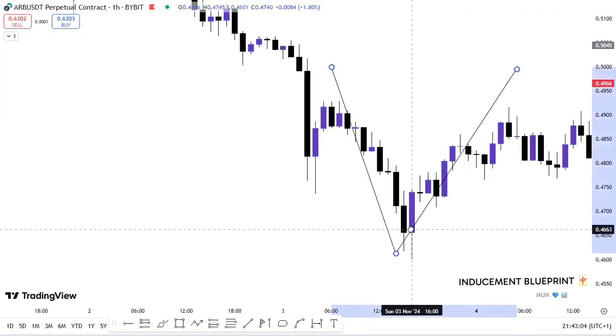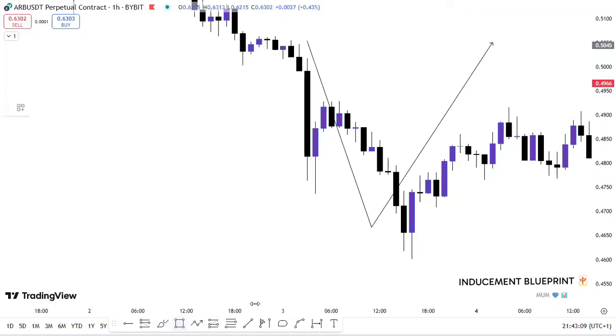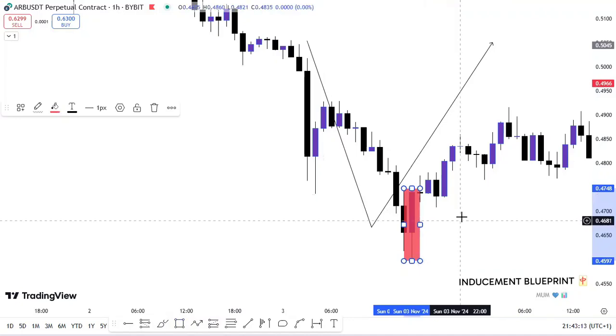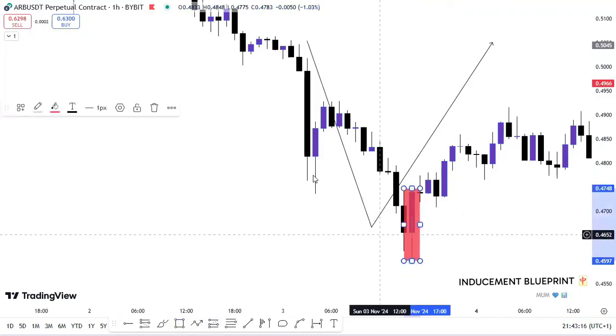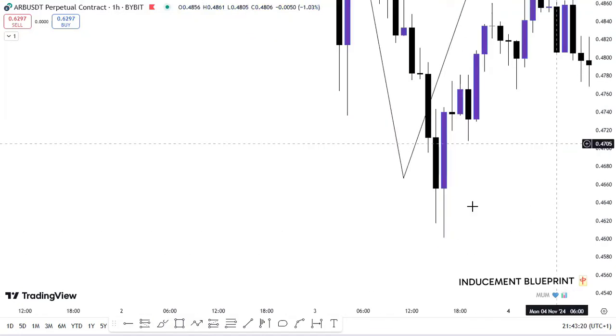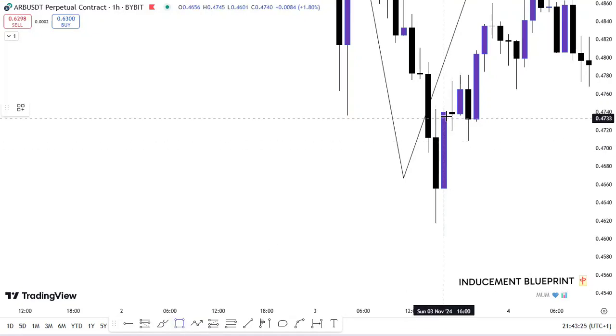Guys, I need answers. Where is the last candle? The last candle is here. This is our last candle, because the lower wick takes out this other one. That means this is our last candle. So let me just mark out our last candle.